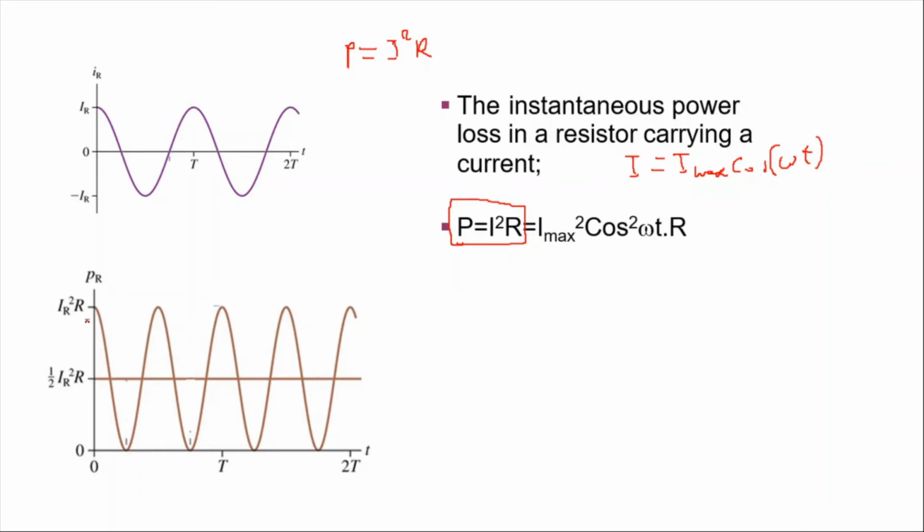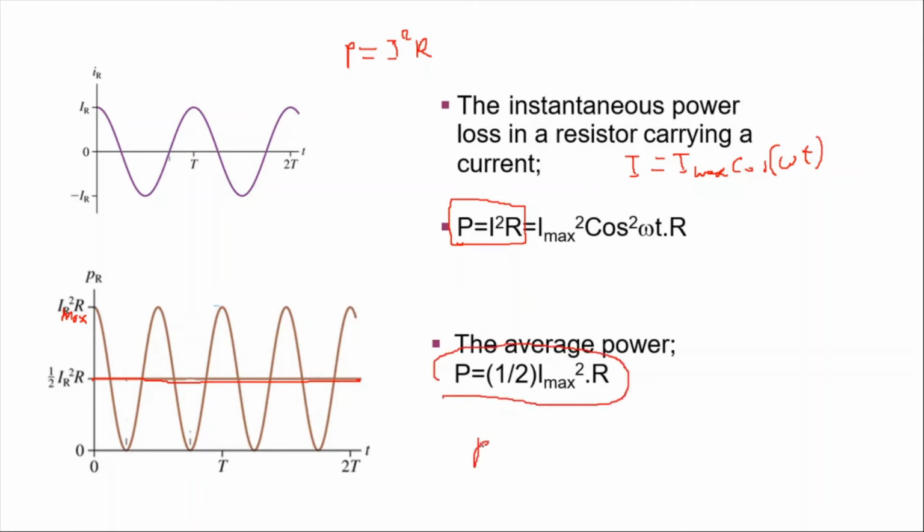This is going to be the change of the power in the circuit, in the resistor, and it is I square R. But as you see, it is also changing. It has a maximum value, a minimum value, and so on. But we need an average value for the power in the circuit. The average value will be half of this changing one. The maximum value is I max square R, and half of it is going to be the average power in the resistor. So P average will be equal to 1 over 2 I max square times R.